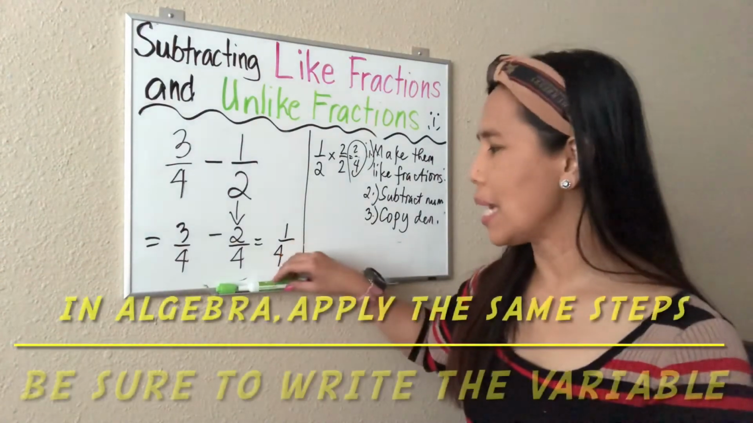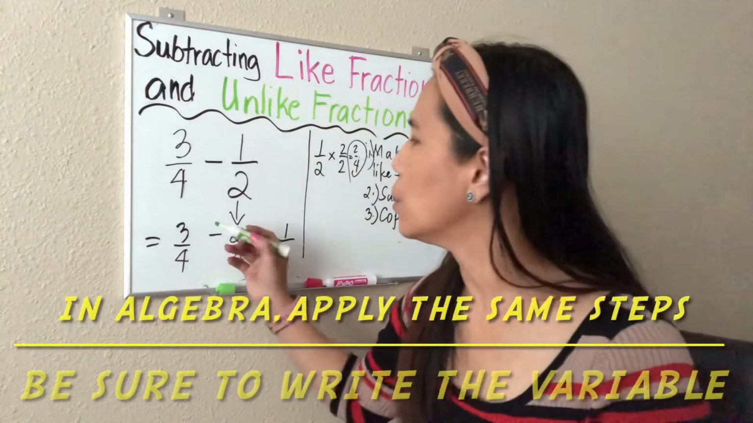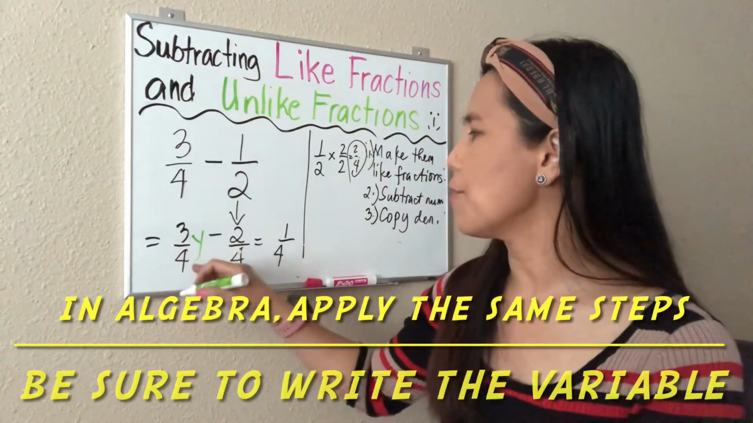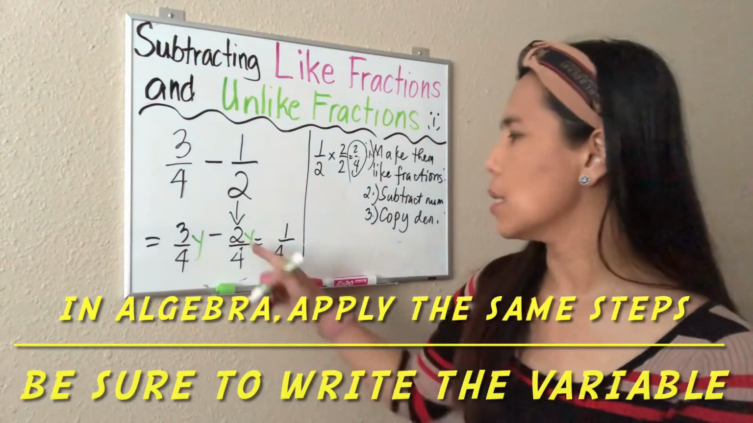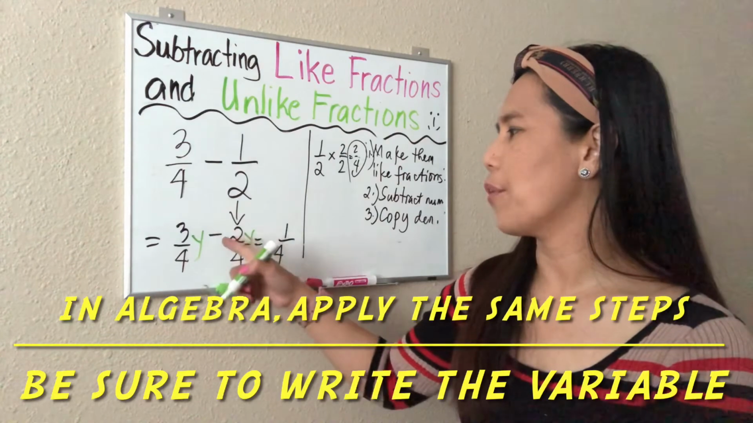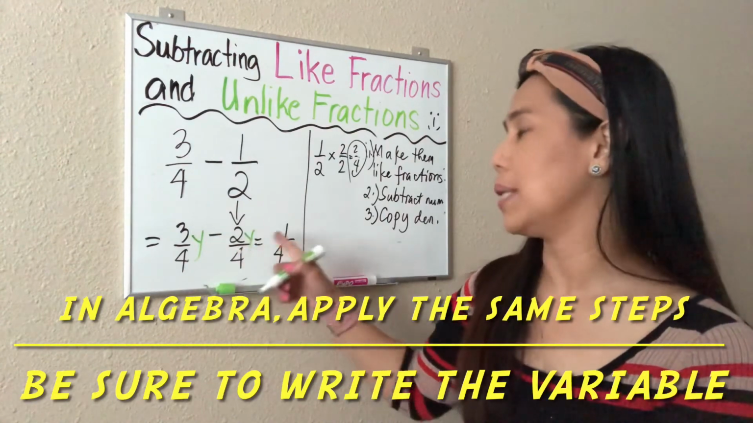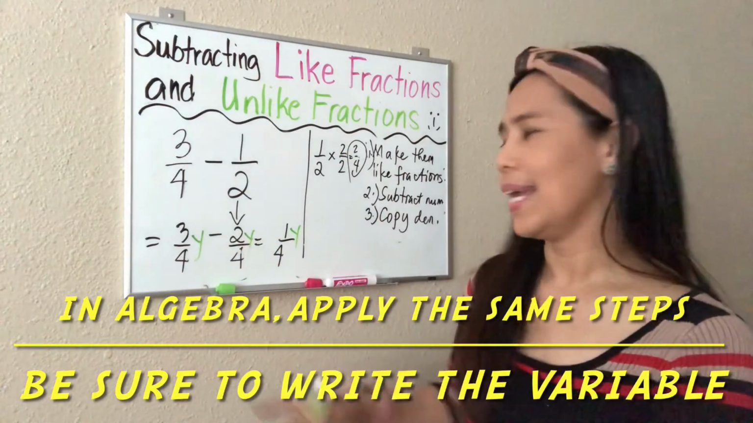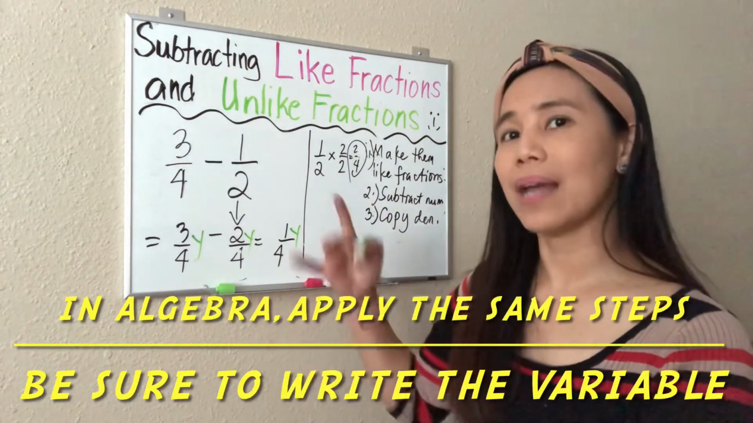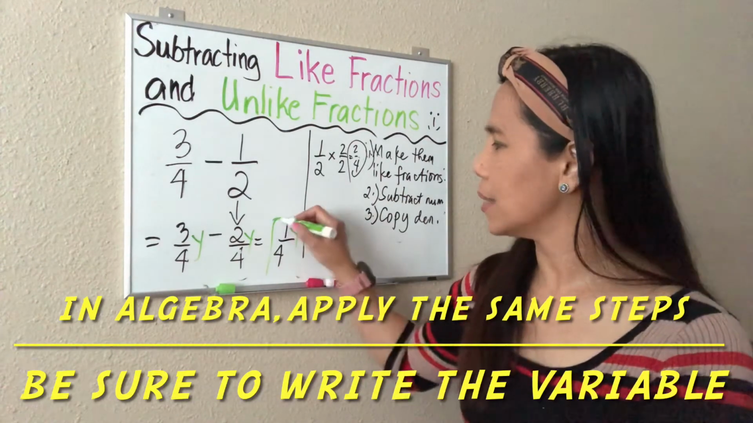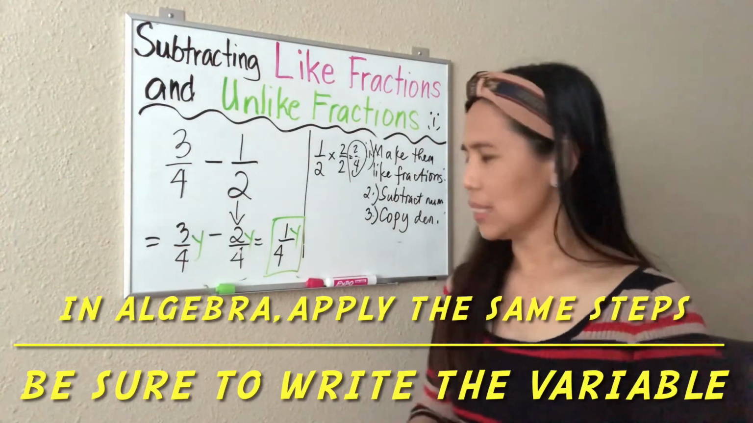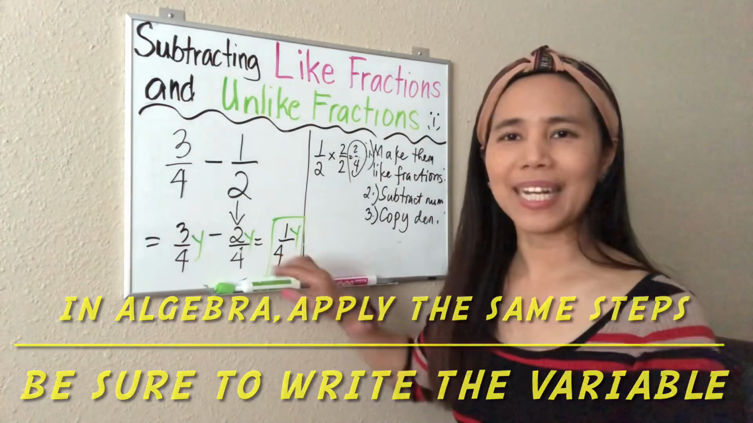However, algebraically, again, you can usually encounter a variable. So if that is 3/4 y and this is 2/4 y, we just also subtract the numerators, 3y minus 2y, that will give us 1y. And then we just copy the denominator, which is 4, because they are now the same. So our final answer algebraically will be 1/4 y. That's it. Easy, right?